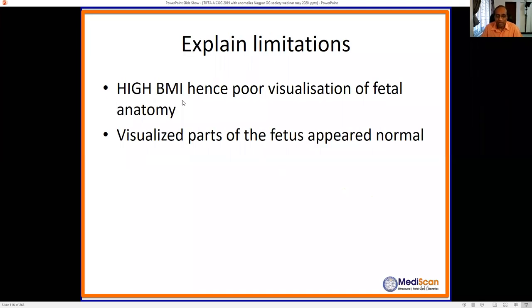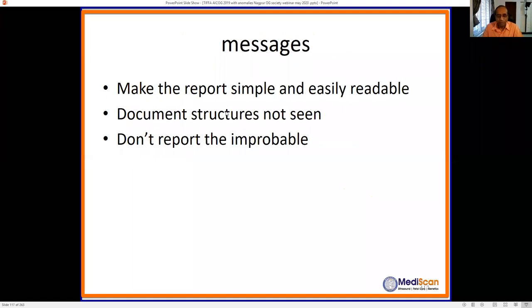Explain limitations, for example, high BMI, hence poor visualization of fetal anatomy. And you can say visualized parts of the fetus appear normal. That means there are certain parts which are not visible. So make the report simple and easily readable. Document structures not seen, and don't report the improbable.